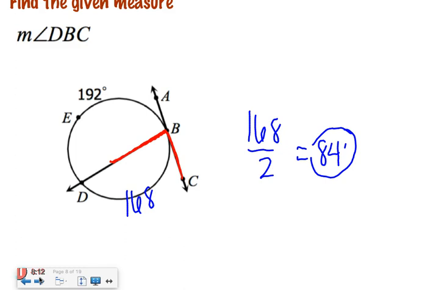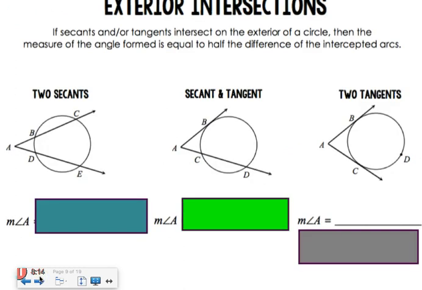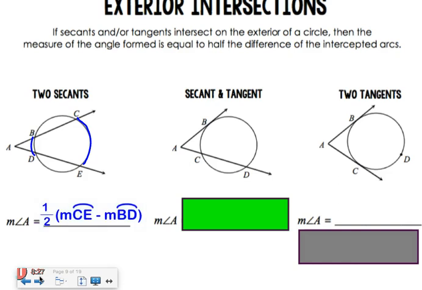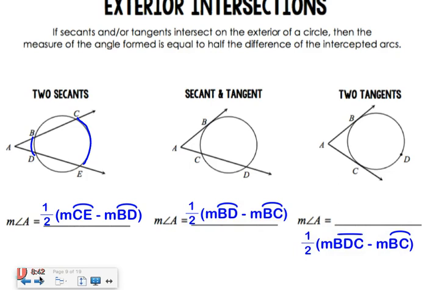Okay, our last type is when it happens outside your circle, when your two lines intersect on the outside. This time you're going to take your big arc, subtract the small one, divide by 2. The big arc minus the small, divide by 2. What does the M stand for? Measure. Big one minus the small.